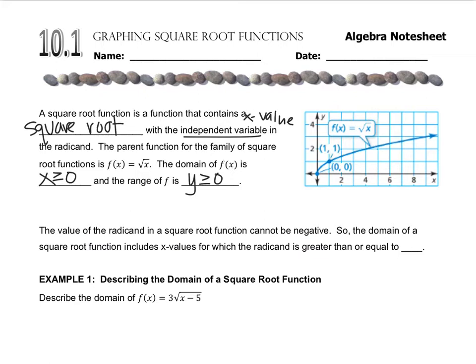The domain is not going to be all real numbers, because the domain can't have negatives under the radical sign. So the domain of a square root function is all the x values for which the radicand, meaning the number under the radical sign, has to be greater than or equal to 0. So we're going to look at the restrictions that would exist with square root functions, and when we look at our domain and range, the domain in this case is not going to be all real numbers.